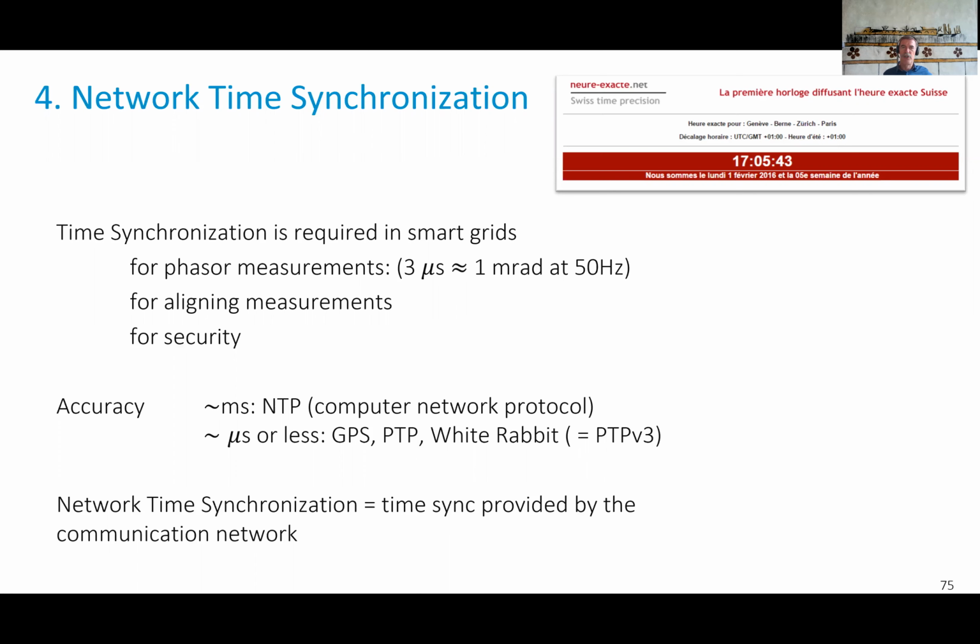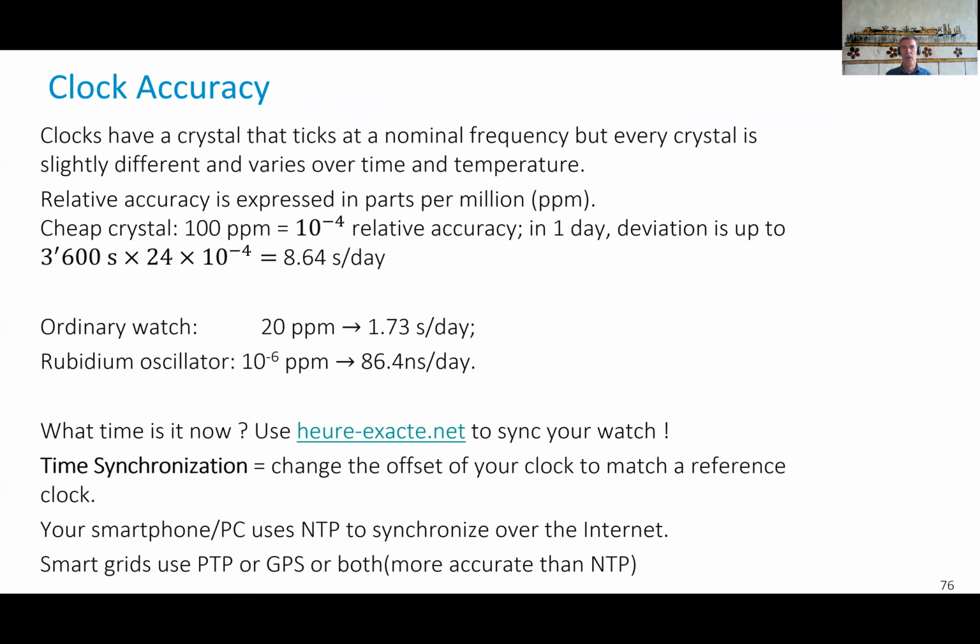Network time synchronization is used in everyday life. Your computer, your smartphone probably uses a protocol called NTP, the Network Time Protocol, to synchronize the clock of the device with universal time. Why do we need to synchronize clocks? Well, because they're not perfect.